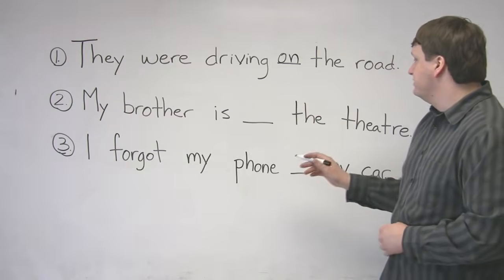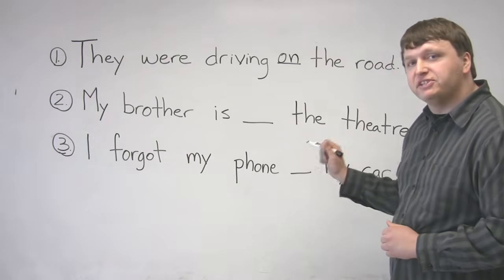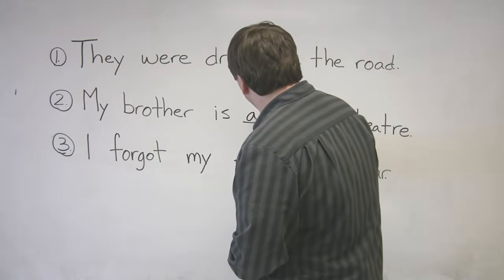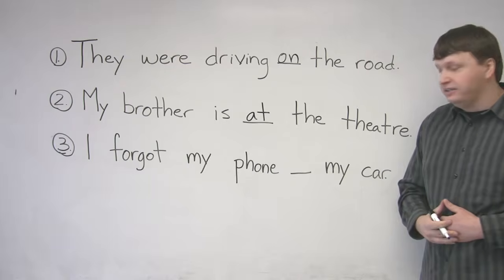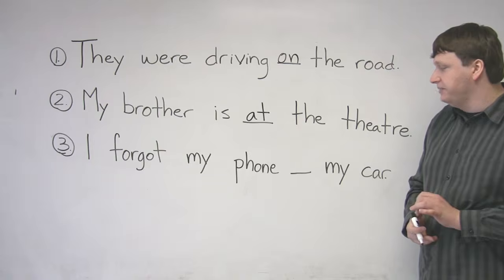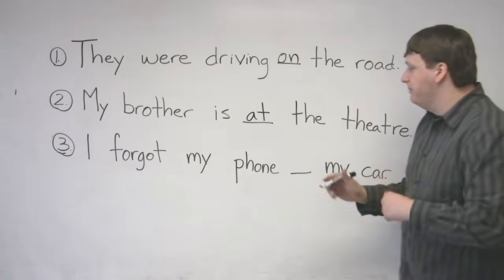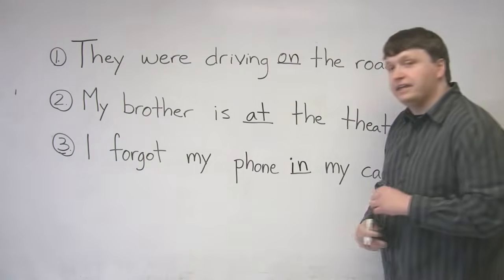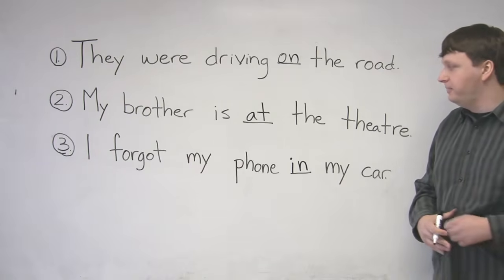Let's look at number 2. My brother is blank the theater. I would say that the theater is a specific place. So my brother is at the theater. And finally, if we look at the third one, I forgot my phone, blank my car. I forgot my phone in my car. Again, the car is an enclosed area. You are inside the car.